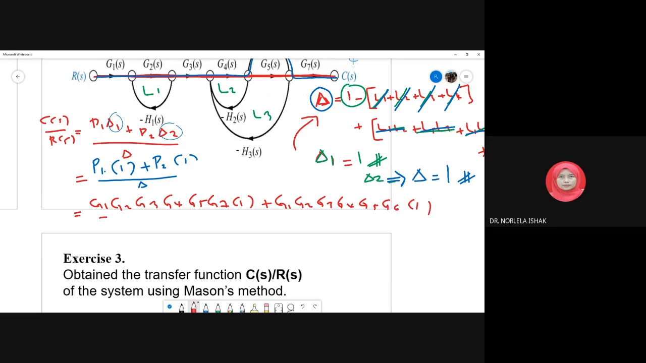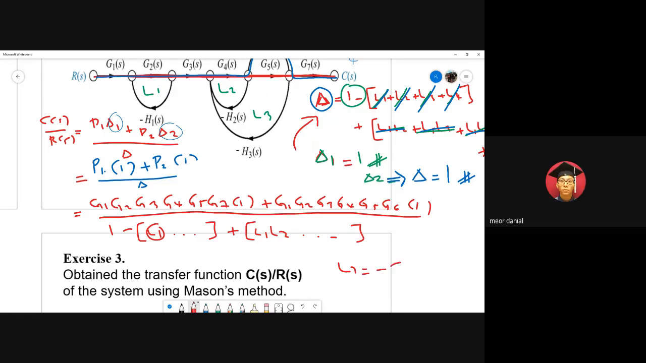Multiply with 1 over, copy back all the determinant here: 1 minus L1 plus L1, L2 and so on. Okay, this is the transfer function. And you also have to put L1 equal to what? You have to write down the detail here. L1 equals, what is L1? G2 over H1, right? Yes.